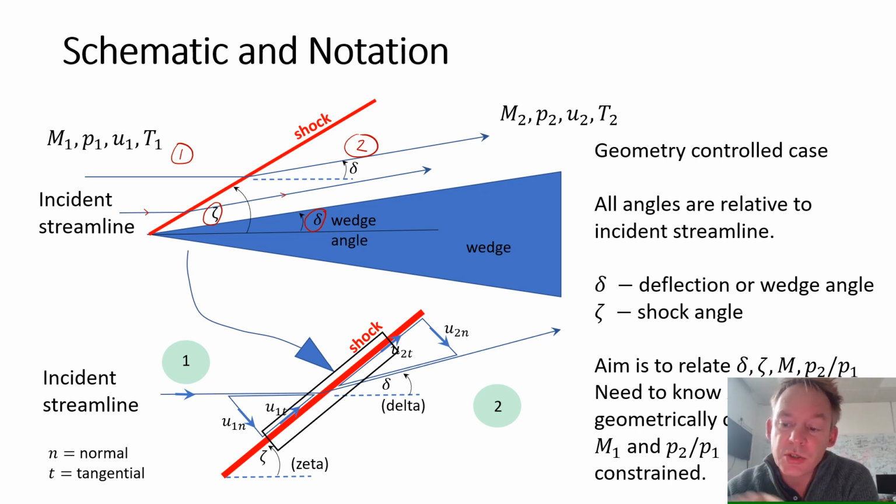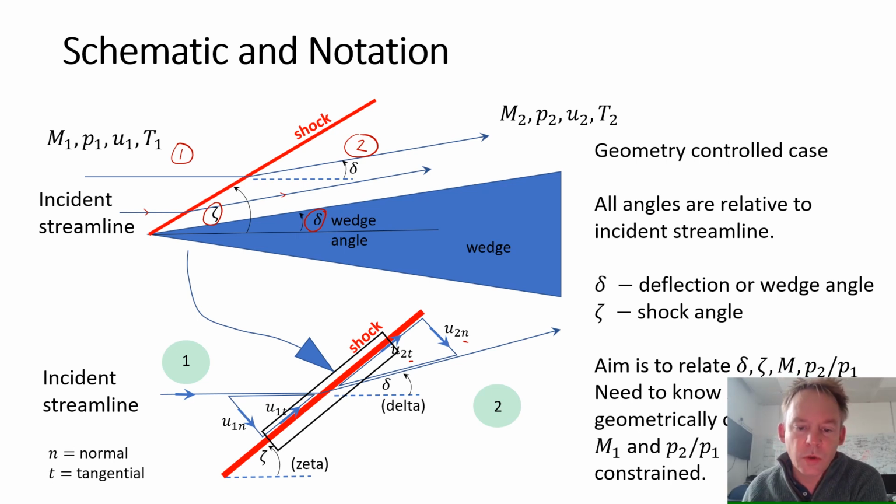And momentum has two directions, so we're going to have two equations for that. So what we need to do is resolve the inlet upstream velocity and downstream velocity components which are parallel to and perpendicular to the shock itself. Here we're going to use the notation n for normal and t for tangential, and of course we get this by resolving those components.